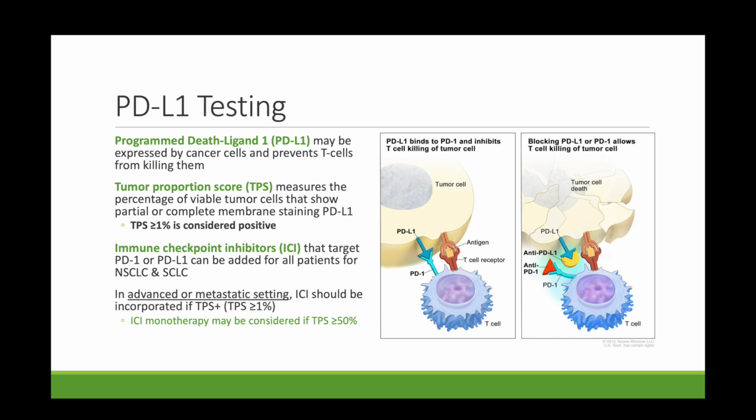It's extremely important for us to get a good tissue specimen for the cancer, because we use that specimen to perform molecular and biomarker testing that can help us personalize our treatments for cancer patients depending on what is expressed. One very important test that we perform is PD-L1 testing. PD-L1 stands for programmed death ligand 1, and this is a marker that may be expressed by cancer cells which prevents T cells from killing them.